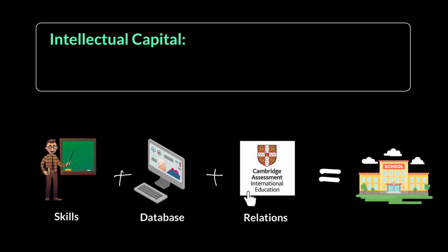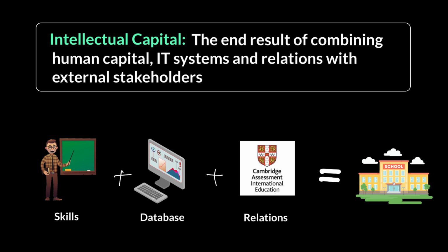And when you combine the three together, so when you have the skills of your human capital, the knowledge and database of your information systems, and the good relations with customers and suppliers, all these things add up to form what we call intellectual capital. So, if I wanted to define what intellectual capital is, it would look something like this. It's the end result of combining your human capital, your IT systems, and your relationship with stakeholders. And when you combine the three together, you end up having an advantage, an edge that no one else has because you have those employees, you have that information, and you have those relationships.